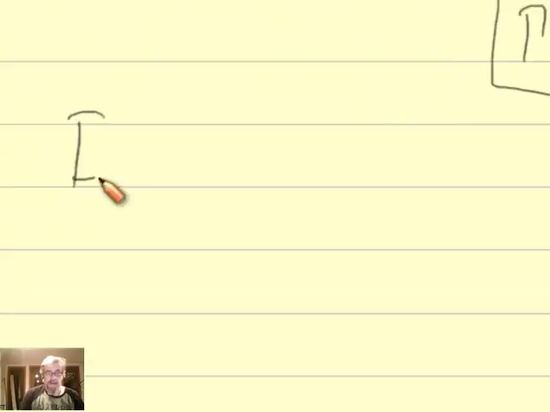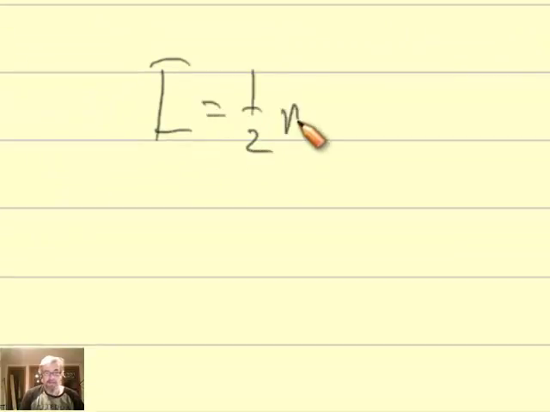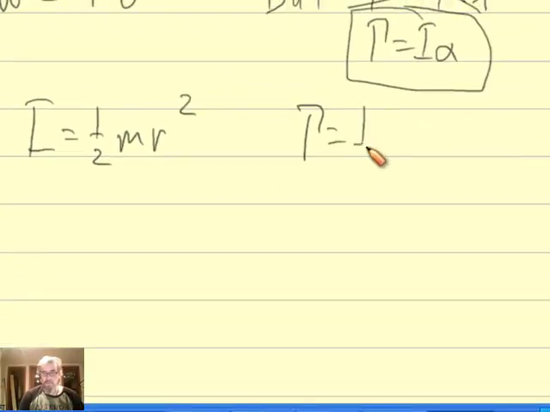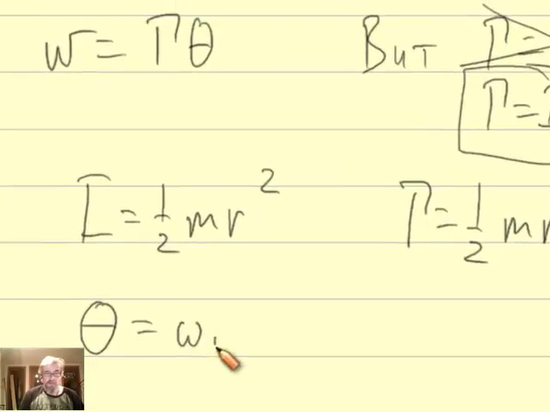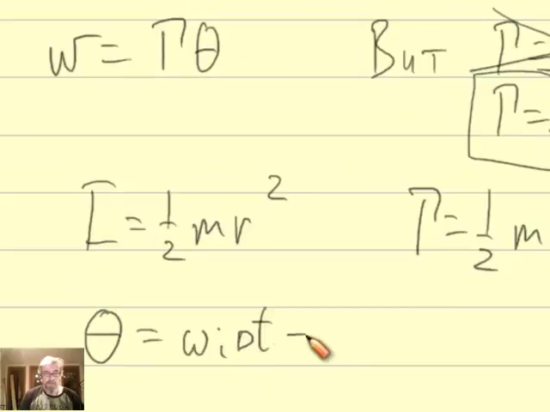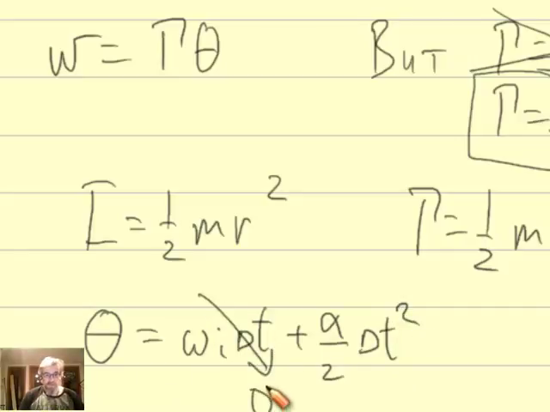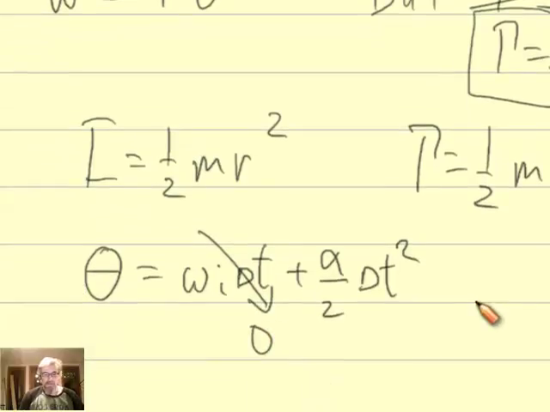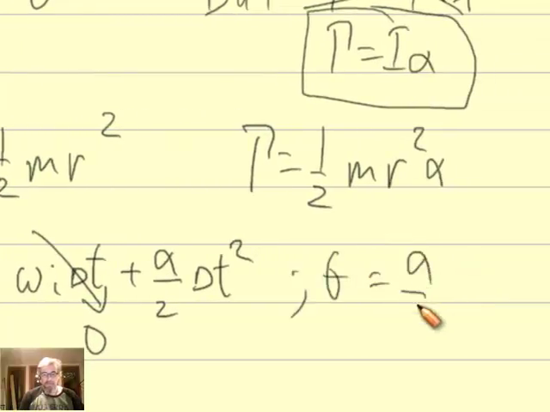Well, this is a disk, so I could be quantified this way. I is 1/2 the mass times the radius squared. So that means torque equals 1/2 mr squared times alpha. Now here's the other thing we know. During an acceleration, theta is going to be equal to the initial angular velocity times delta t plus the angular acceleration over 2 times delta t squared. So if we want to find theta here, in this particular system, it's starting from rest, theta is going to be equal to alpha over 2 times delta t squared.